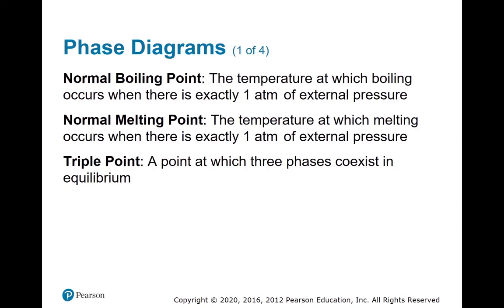Okay, knowing what we do about phases of matter, let's look at what are known as phase diagrams. These aren't terribly difficult to understand, but there are a few terms to know as we look at them. The normal boiling point is the temperature that a liquid boils at when the external pressure is exactly 1 atmosphere. Likewise, the normal melting point is the temperature at which a solid melts under the same 1 atmosphere of pressure.